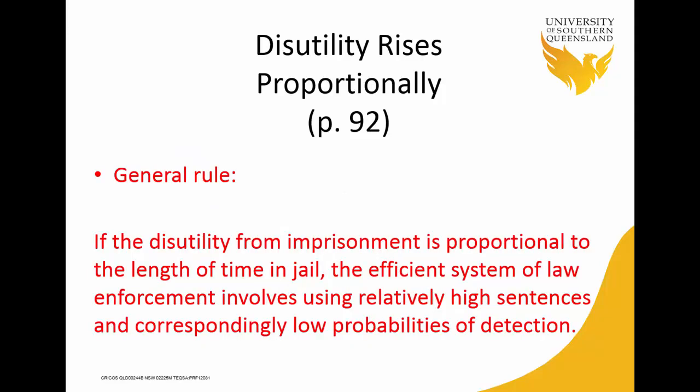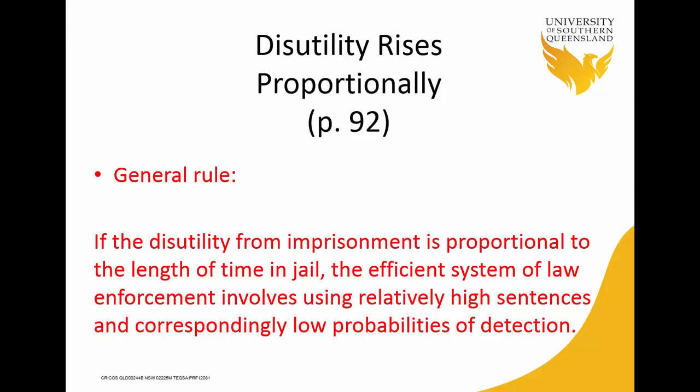And the general rule is simply, if the disutility for imprisonment is proportional to the length of time in jail, the efficient system of law enforcement involves using relatively high sentences and correspondingly low probabilities of detection. So something very similar to what we saw in our analysis of the fine, the design of the fine system in chapter 10.